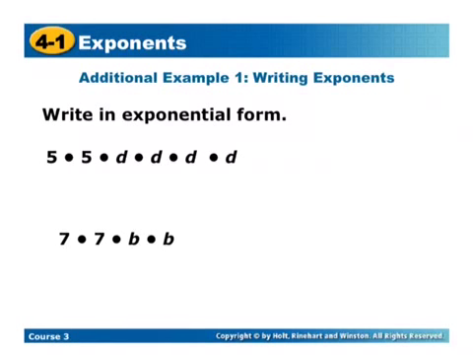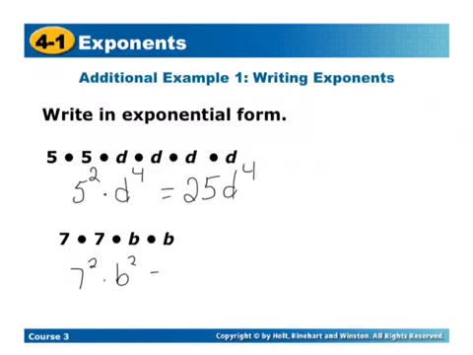Right here we have some mixtures of things going on. So here we have 5 as a base twice times d as a base 4 times. Now the 5 to the second we can actually multiply out. So another way we could write that is actually 25 times d to the fourth. Same thing here, we'd have 7 to the second times b to the second. Once again, we could figure out the 7 to the second is 49, b to the second.